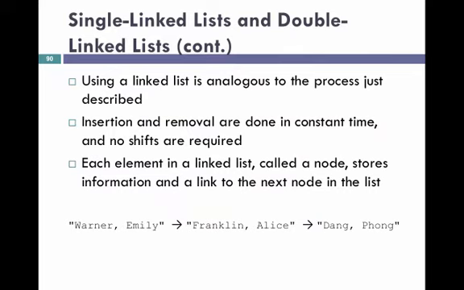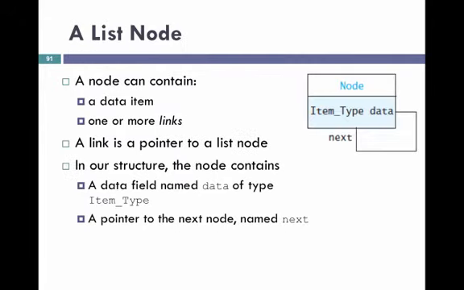So using a linked list is analogous to this process we just described for keeping track of the order of people in a line. And insertion and removal are done in constant time. There's no shifting required. Each element in a linked list is called a node, and it stores information about the node and a link to the next node in the list.